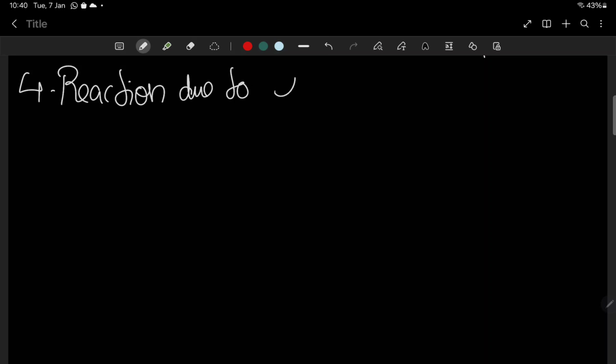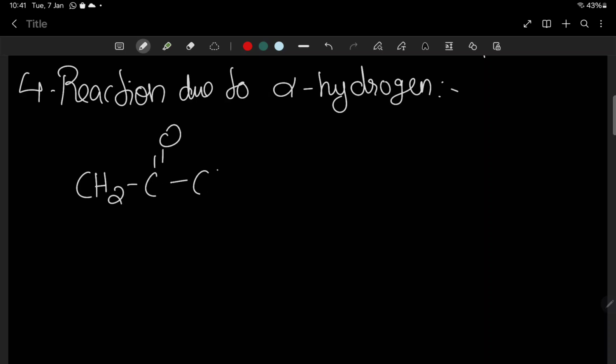Now oxidation is over. Now we are going with the next set of reactions, that is reactions due to alpha hydrogen. If an aldehyde or a ketone has an alpha hydrogen, look, CH2 C double bond O CH3. Yes, this is called the alpha carbon.